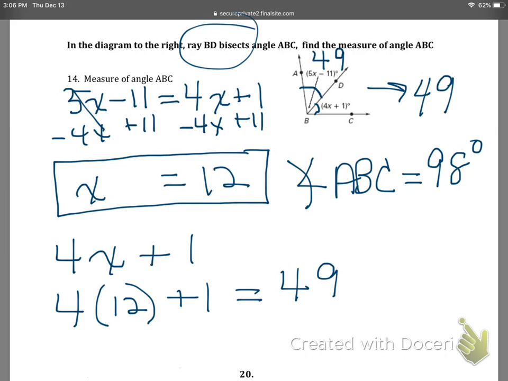So that's 14. Look back and make sure that you key in on the fact that a bisector divides an angle in half, and that you see how we arranged the equations to begin our work.